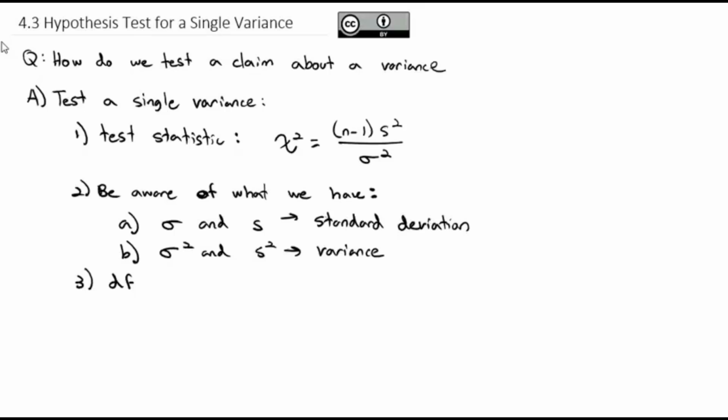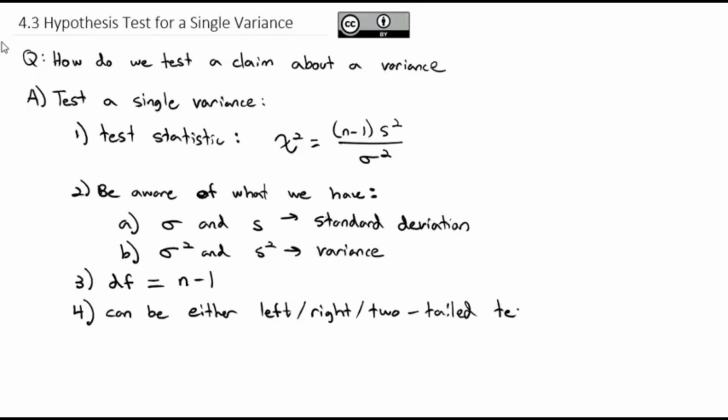Also, with chi-squared, we need to know the number of degrees of freedom we have. The degrees of freedom are always 1 less than the sample size with the chi-squared. And something that's unique about testing a variance is that it can be either a left, right, or two-tailed test. This is very unique because normally with the chi-squared, we're dealing with a right-tailed test. But in the context of the variance, it's the only time we're allowed to have either a left-tailed test or a two-tailed test, which doesn't happen as often.